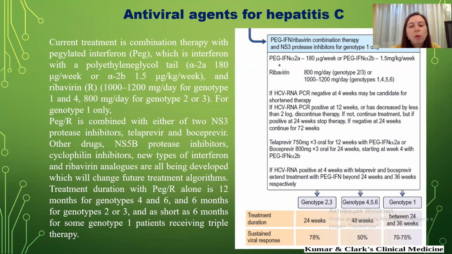and R alone is 12 months for genotypes 1 and 4 and 6 months for genotypes 2 and 3. And as short as 6 months for some genotype 1 patients who receive triple therapy. And you may see combination therapy with those drugs, with the right dose and duration between these drugs.